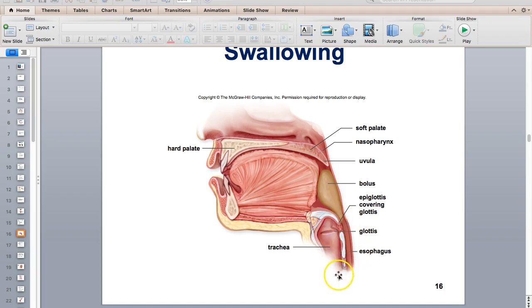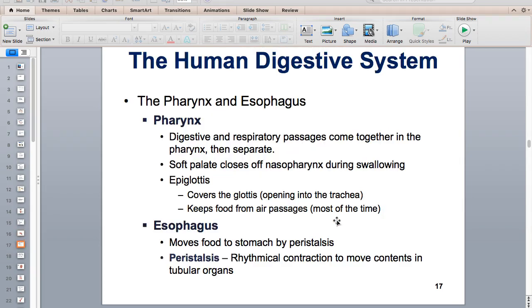Because again, if it went down into the trachea, you would choke, right? The trachea leads to the lungs. So you can see here this epiglottis will cover the glottis, which will block the trachea. When you swallow, this closes. If you're talking while eating, this might be open, and that's how food might slip down in there. So don't talk while you eat.